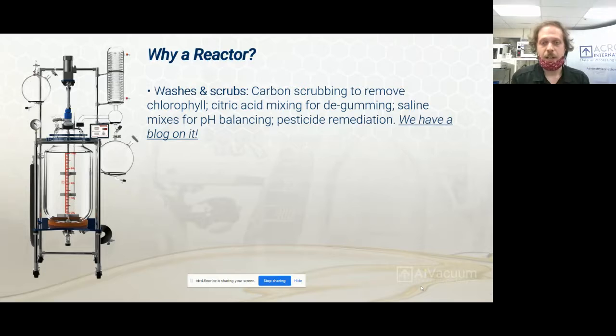That would remove chlorophyll and other potential contaminants. Citric acid is many times used for degumming, removing plant gums. Saline mixes can be used for pH balancing. People will do pesticide remediation.